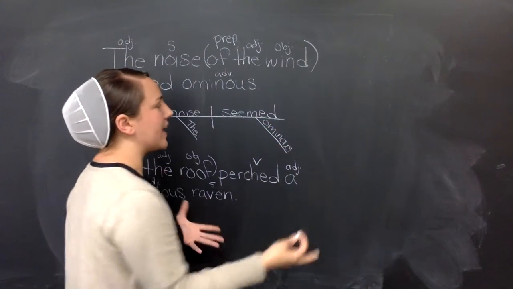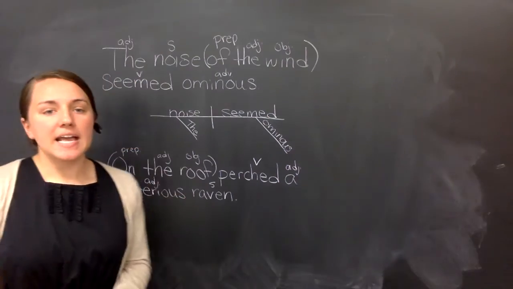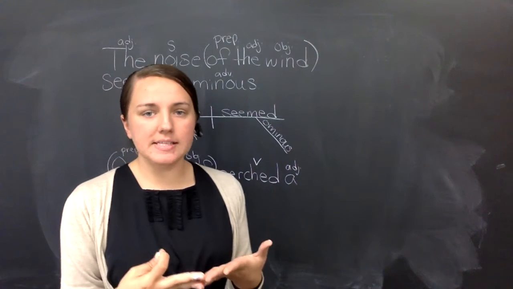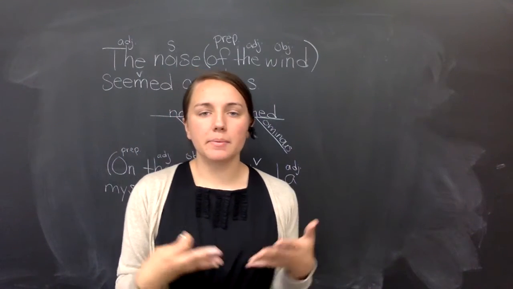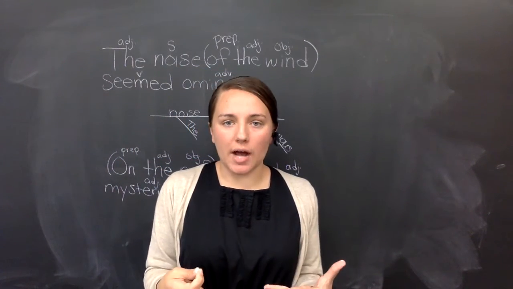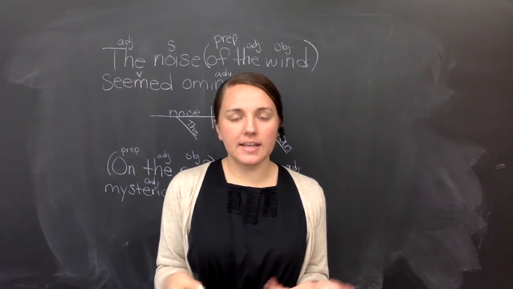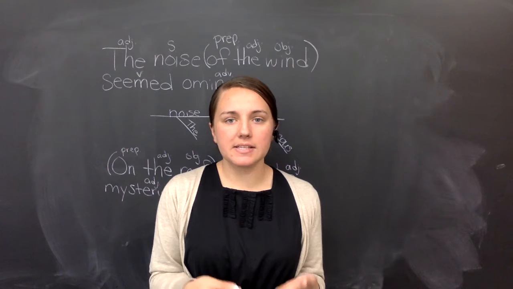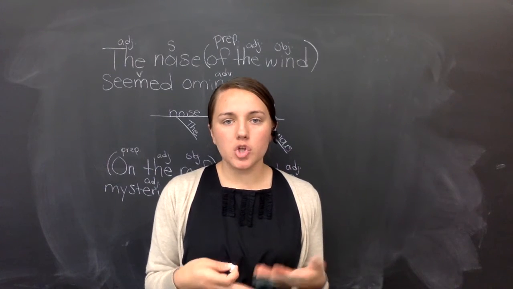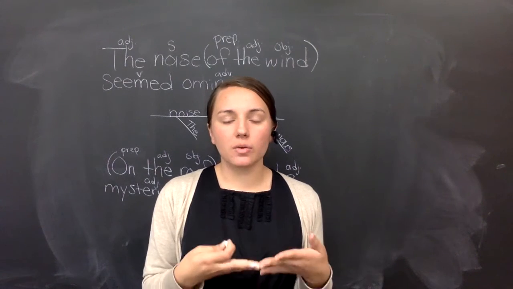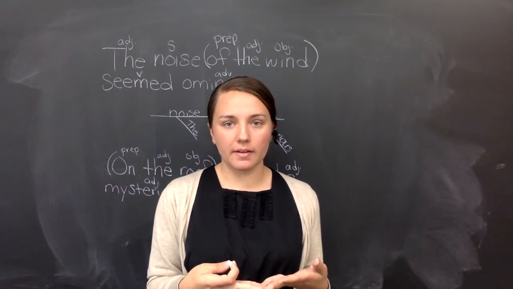Now, of the wind is a prepositional phrase. Now remember, when we have a prepositional phrase, it's probably describing something else in the sentence. It's probably describing a verb or a noun. And if it's describing a verb, that makes it an adverb phrase. If it's describing a noun, that makes it an adjective phrase. So you're going to go ahead and diagram the prepositional phrase underneath the word that it's describing.